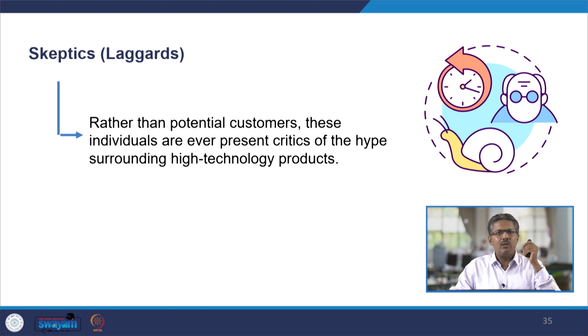The last group is the laggards. So, rather than potential customers, those individuals are ever present critics of the hype surrounding high technology products. Generally, laggards are the ones who will be the last to look at a new technology based product, and then they would like to criticize it. This could have been improved, that could have been improved, this should not have been this price, that should have been that price, all kinds of questions and criticisms they will put forward.